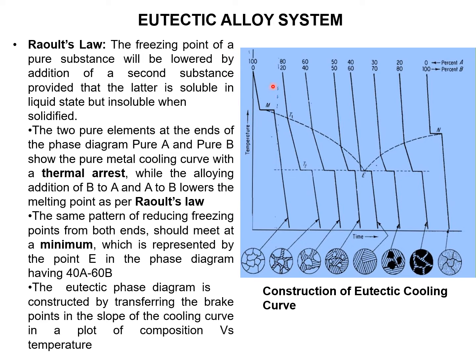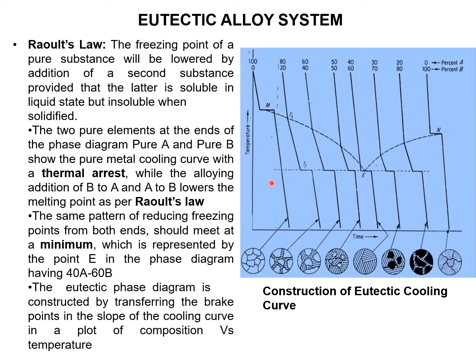So here in the eutectic alloy system, first we have to draw the cooling curve. In the cooling curve, we draw temperature versus time. You take two different metals with different compositions, and we can observe that as we add one element to another, the freezing point reduces, and the same happens from the right side also. So at one point, E point, it is minimum, so from both sides the freezing point is reducing.